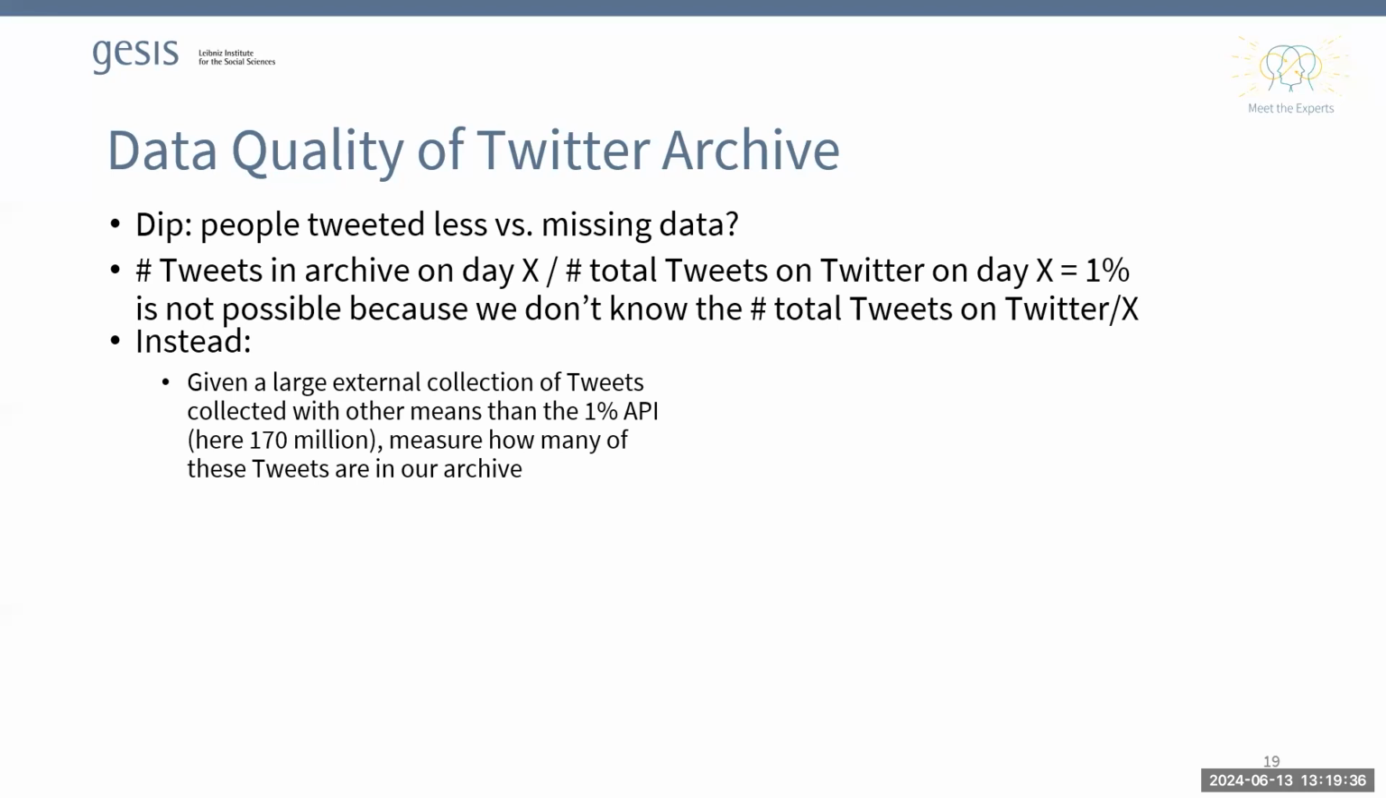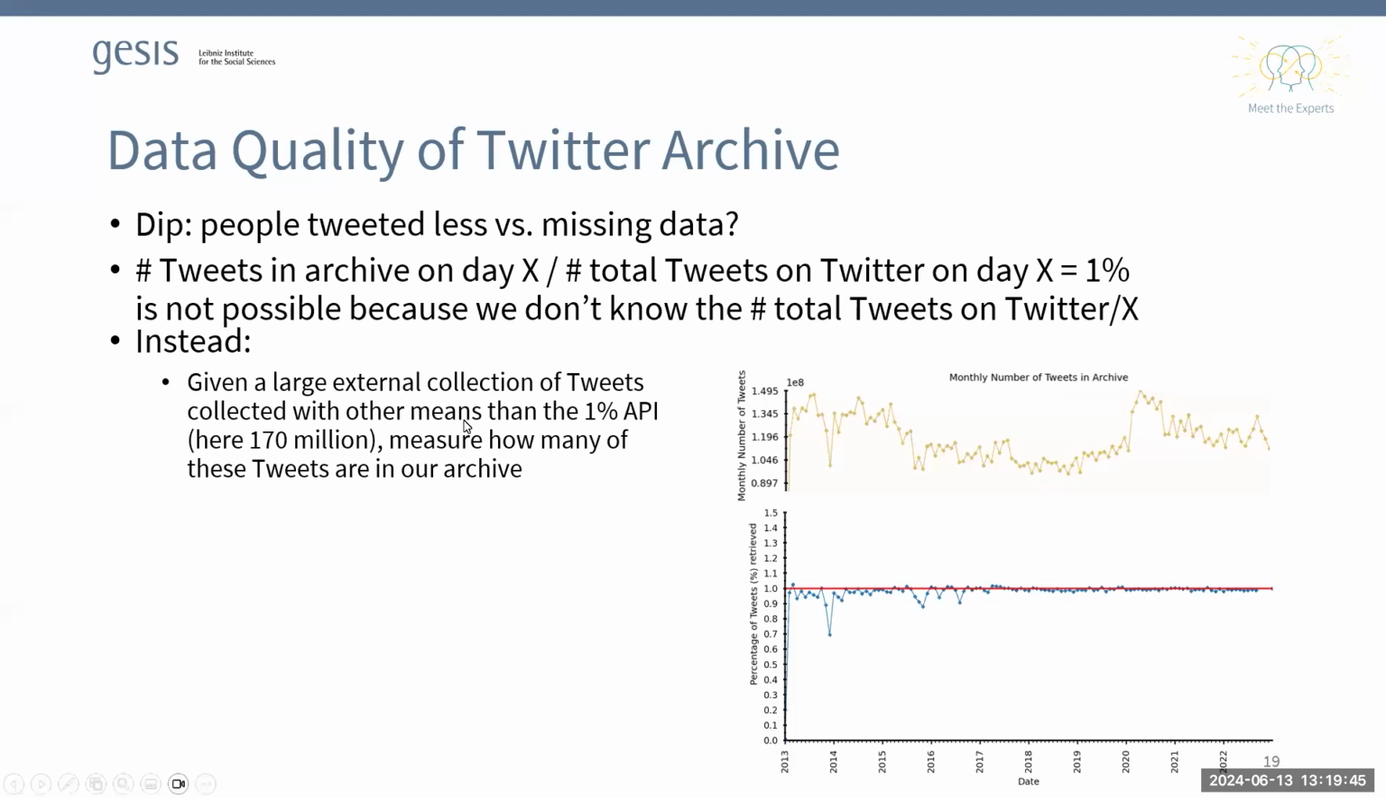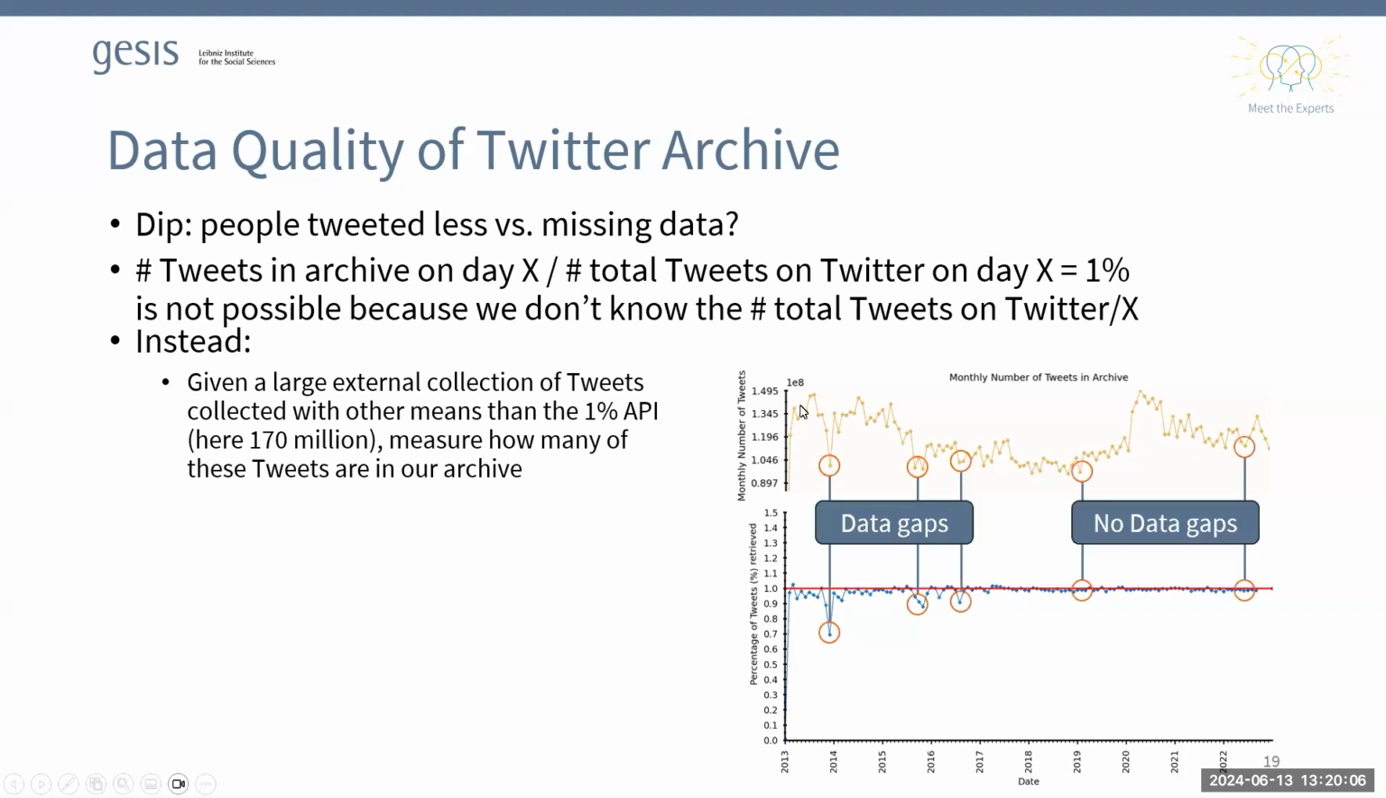Then, starting from this data set of 170 million tweets, we measured how many of these tweets are in our archive. In the graph below, at the top there are again the monthly numbers of tweets in our archive, and at the bottom we see the percentage of tweets from these 170 million that were actually in the archive. The red line is what we would expect, the expected 1%. And we see that before 2017 there were three minor data gaps where we are a little bit below this 1%.